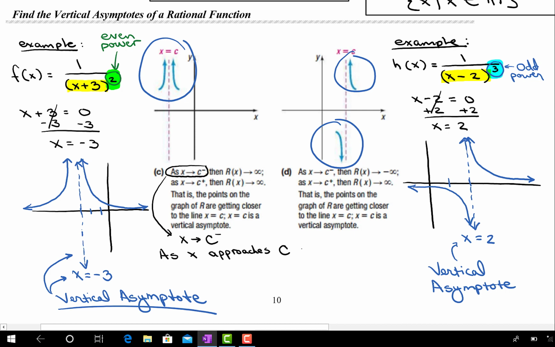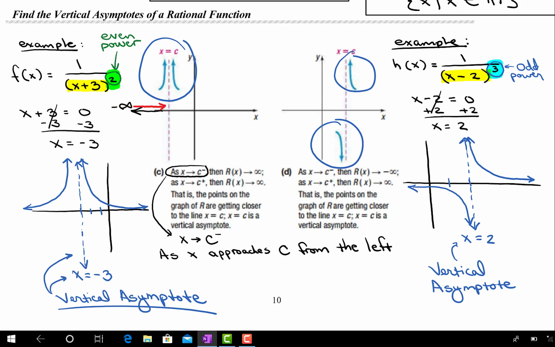I'm going to write this out so you guys can see how this is said out loud. So this part where it says x with the arrow to c with that negative superscript, it says as x approaches c from the left. It doesn't have to be negative. In this case, they are negative values on this side, but they don't have to be. It just means that it's coming in from the left-hand side of the vertical asymptote.